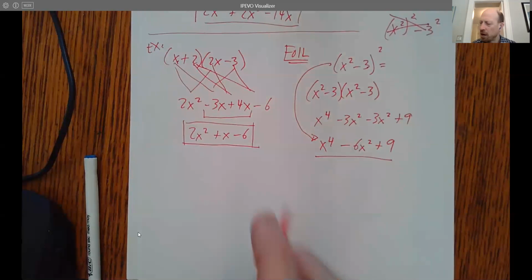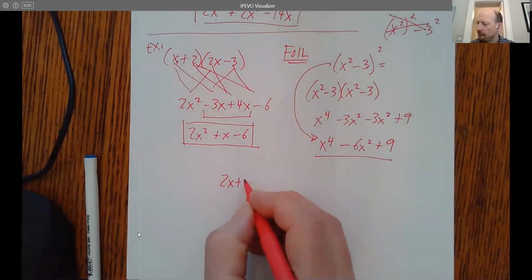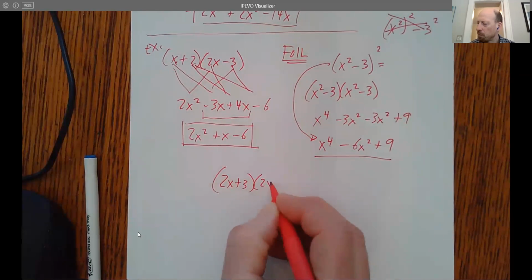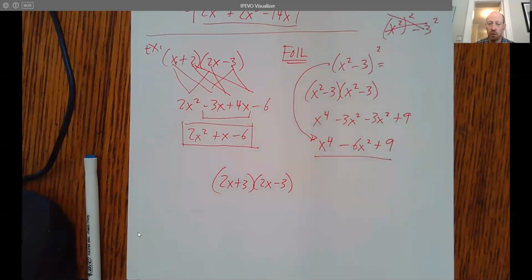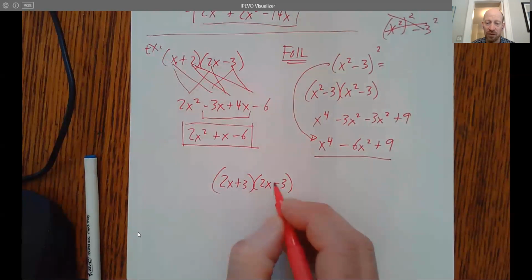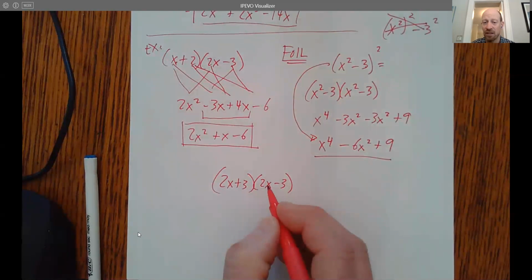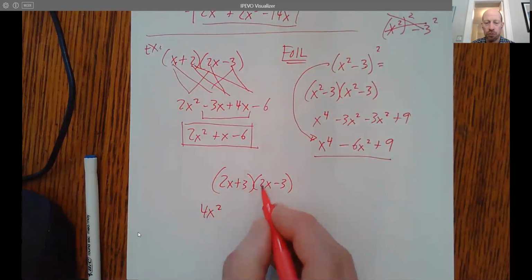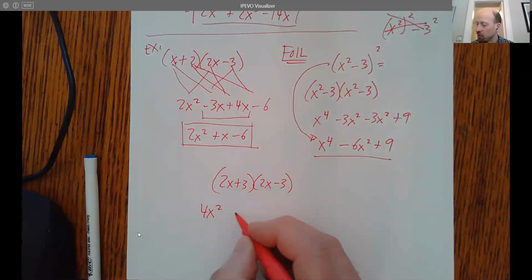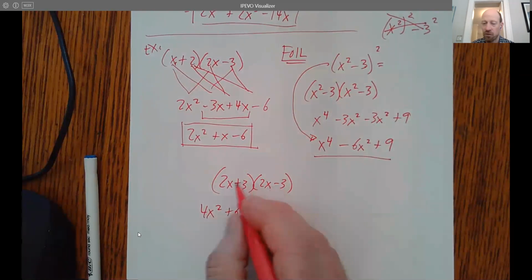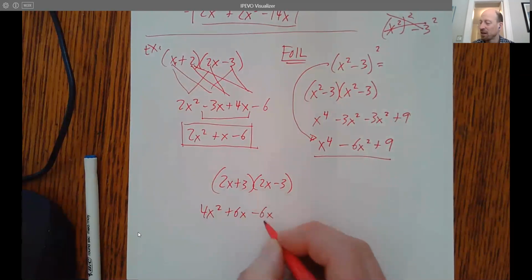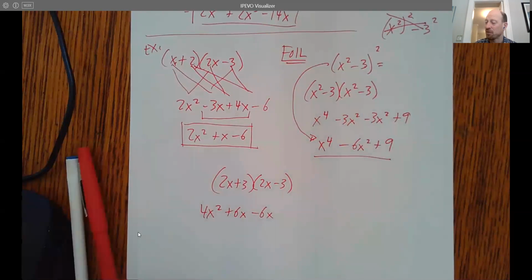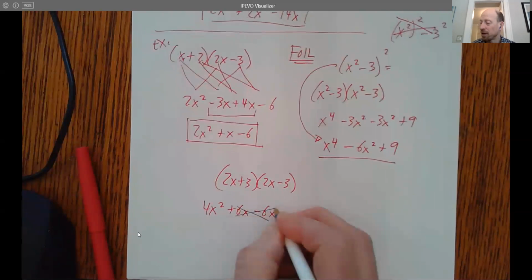The other special product they talk about is when you have a product that looks exactly like this, where one is positive and one is negative, and otherwise they're exactly the same. When you have that pattern, again, I'm just foiling here. 2x times 2x is 4x squared. 3 times 2x is 6x. Minus 3 times 2x is minus 6x. You'll notice those are exactly opposites. So those two are going to cancel.